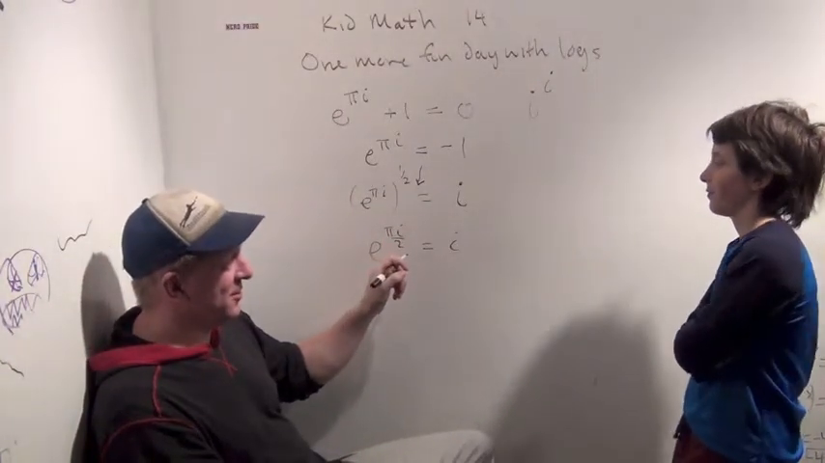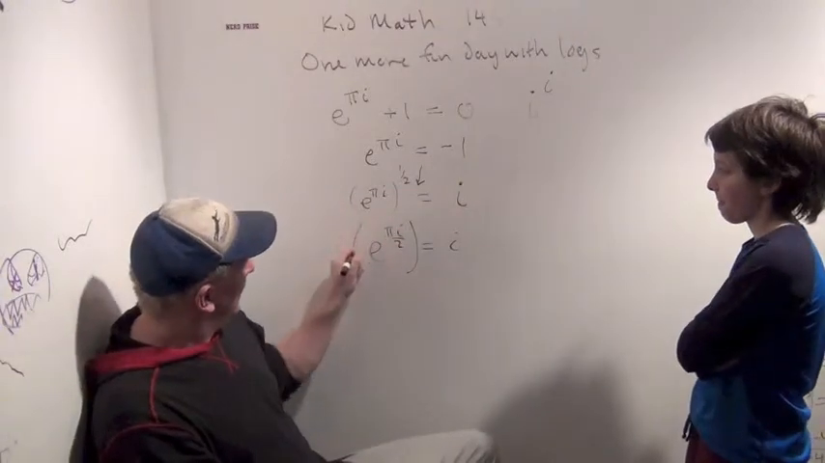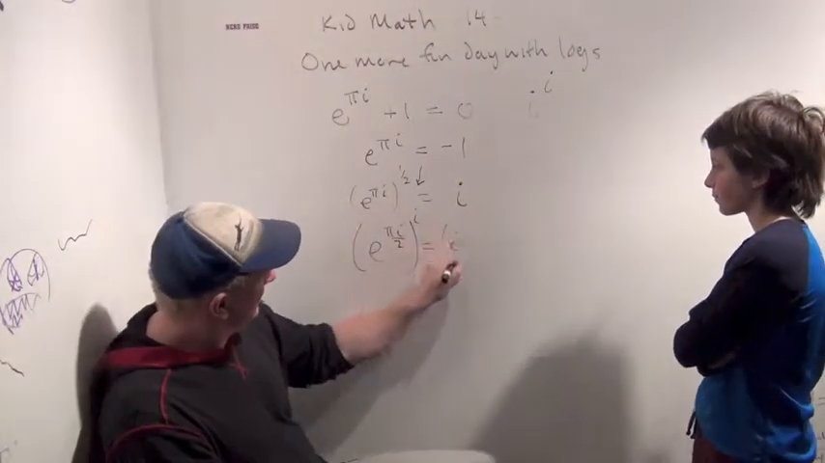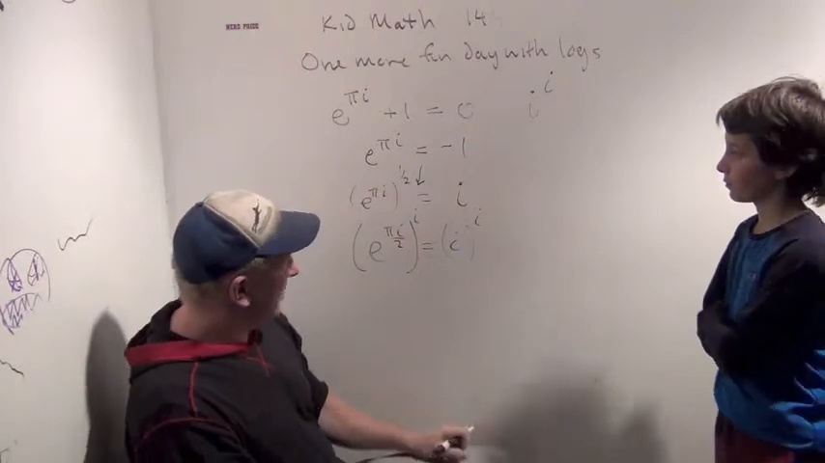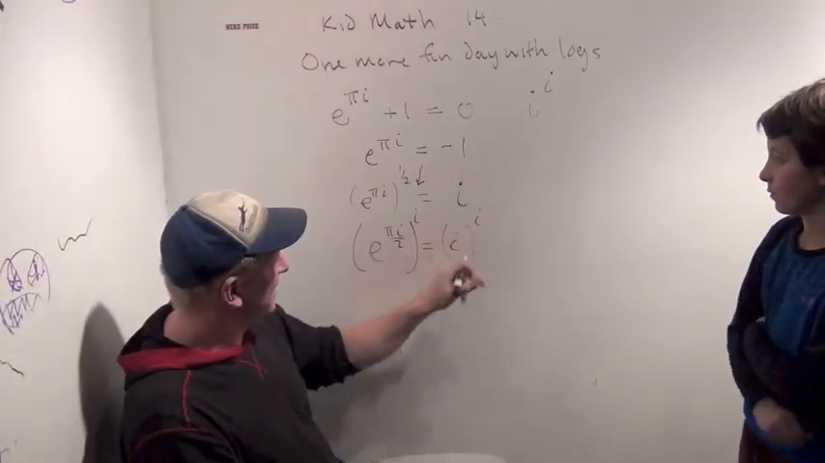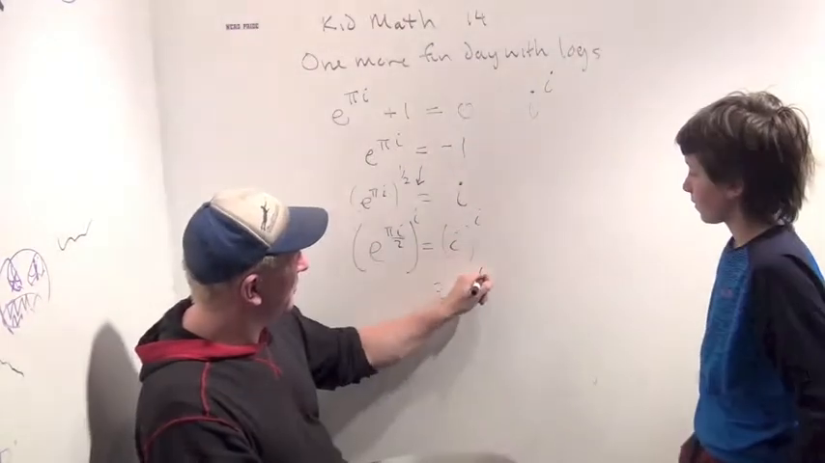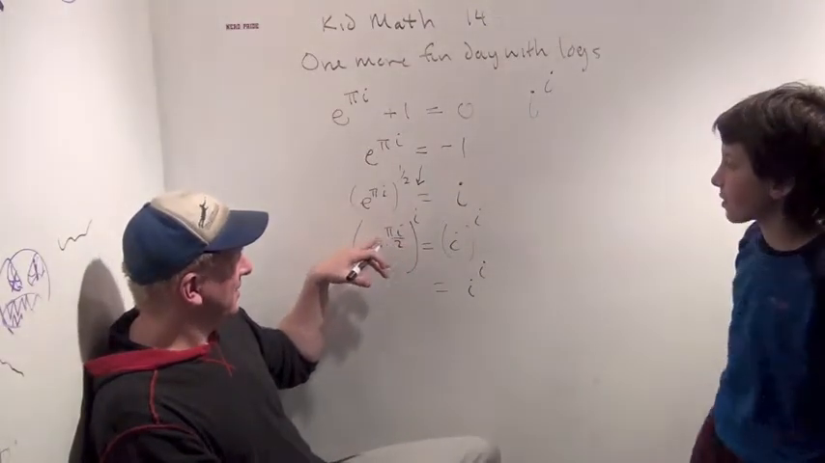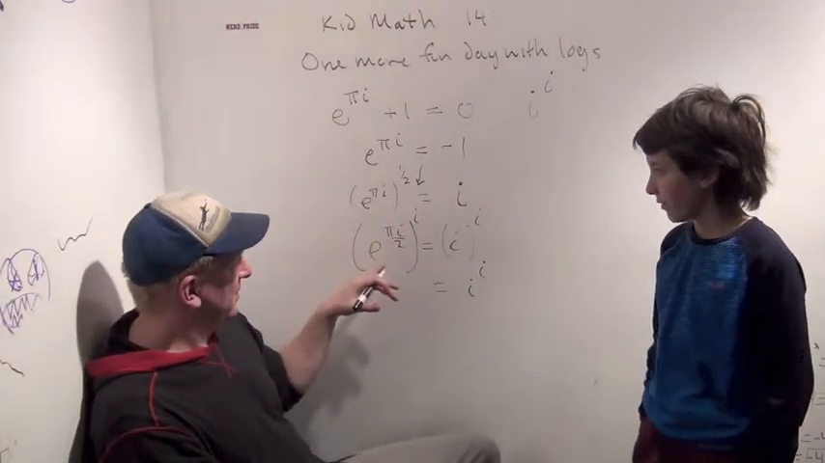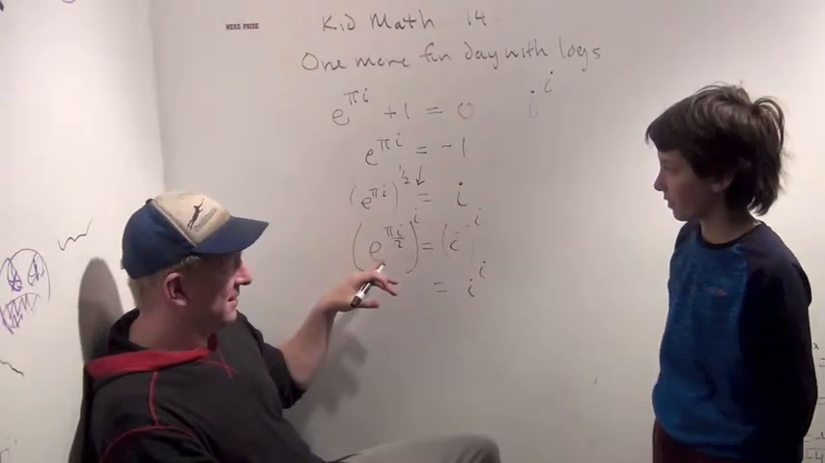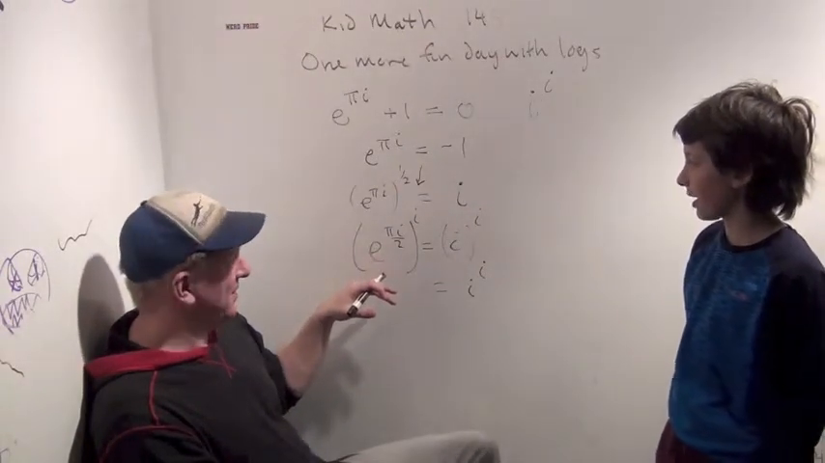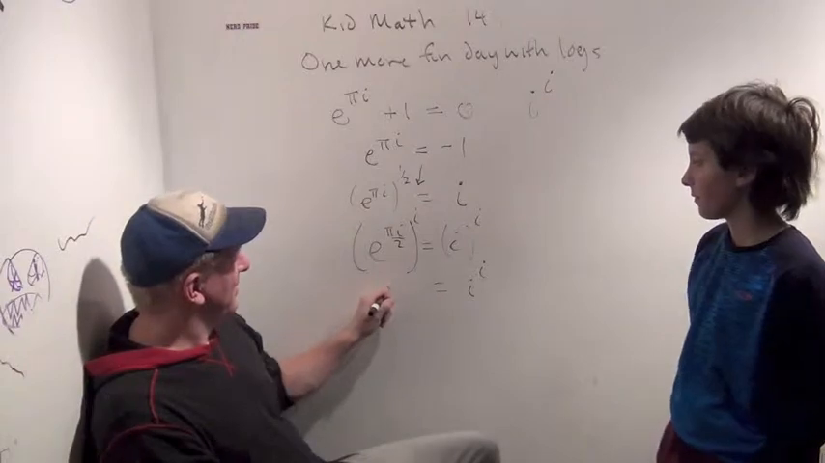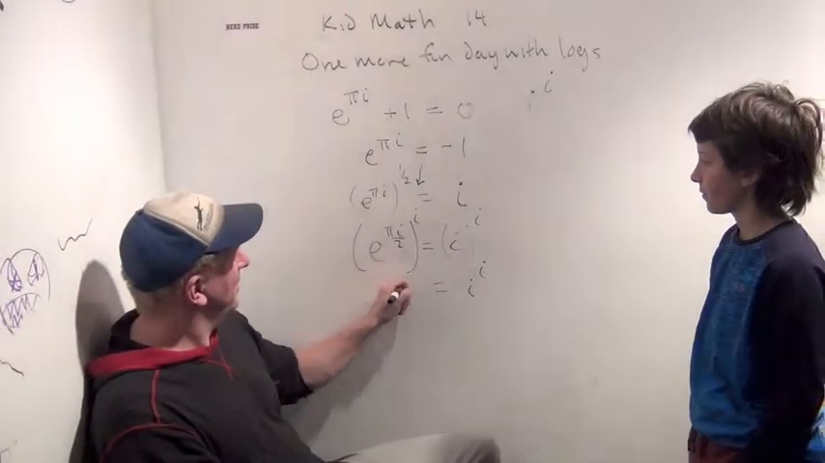I also need a working marker. The i-th power to the i-th power. So on this side I have i to the i, which is exactly what I was hoping for. What do I have on this side? Well, you've got e to the pi i squared, because you're multiplying the i's. Right, e to the minus pi over 2.